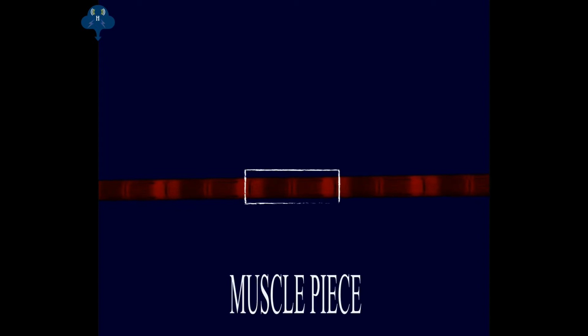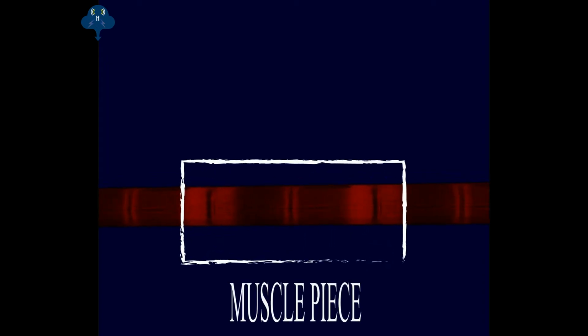The myofibril consists of light and dark bands. The dark part consists of myosin while the light part consists of actin. The myofibril is divided into consecutively arranged pieces. Each piece starts and ends with a dark line called the Z-line.